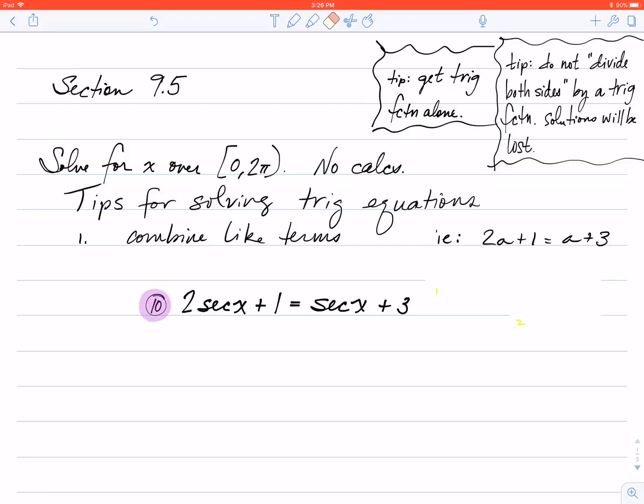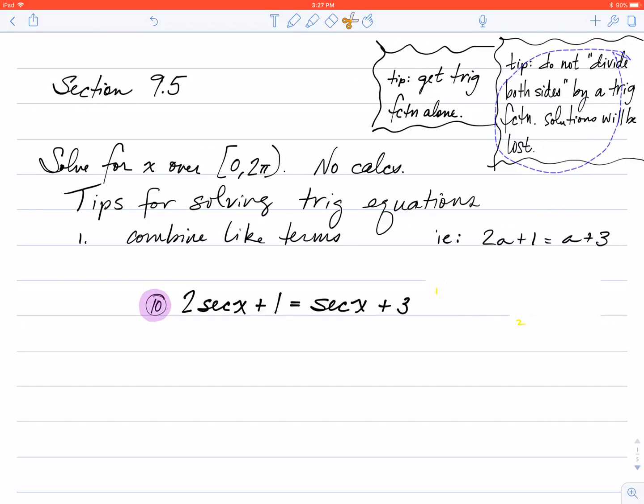I would like to give you a couple of tips first, which is common for me. First tip, get the trig function alone. This is going to be the tip that we're going to use in the very first example here. Get the trig function alone. And the second tip, do not ever divide both sides by a trigonometric function. You can divide by numbers, that's fine, but if you divide by a trigonometric function, you are going to lose some of your solutions. So let's get started right in on this very first example.